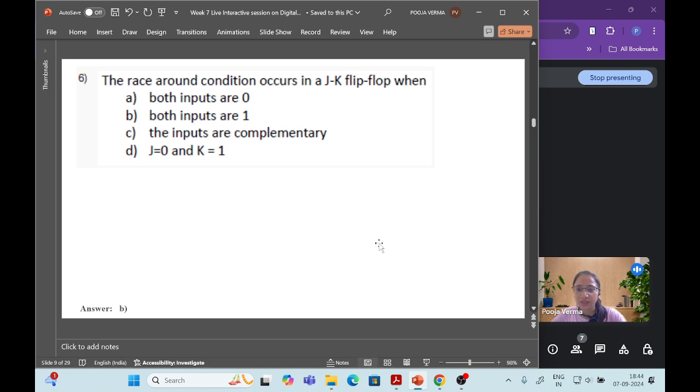So the next question is, the race around condition occurs in a JK flip-flop when option A, both inputs are 0, option B, both inputs are 1, option C, both inputs are complementary, or option D, J is equal to 0 and K is equal to 1. So yeah, any one of you want to answer this question? When will the race around condition occur in a JK flip-flop?